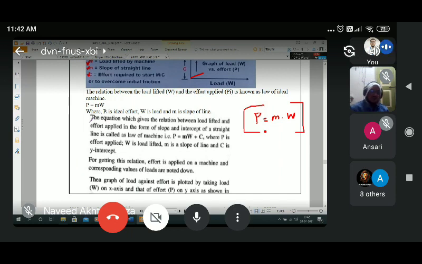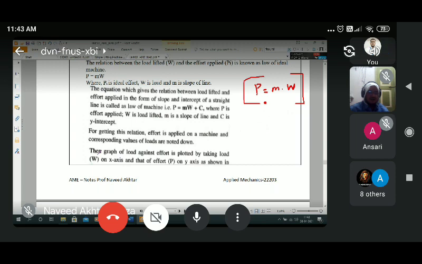Now this equation, which gives the relationship between load lifted and effort applied in the form of slope and intercept, that is the x1 y1 x2 y2 of a straight line, is called the law of machine. That is, P = mW + C is the equation of a straight line, where P is the effort applied, W is the load lifted, M is the slope of the line, and C is the y-intercept, that is, the initial effort required to start.